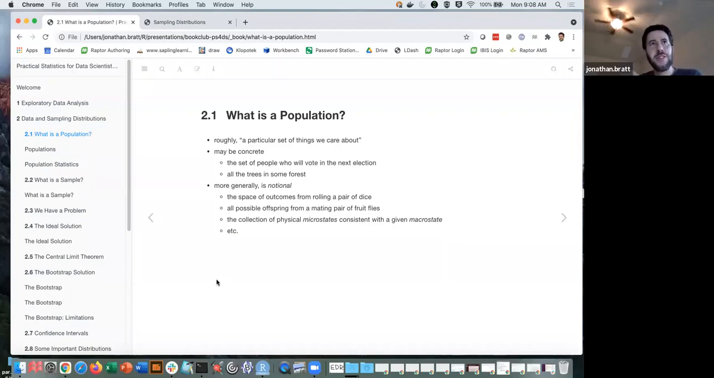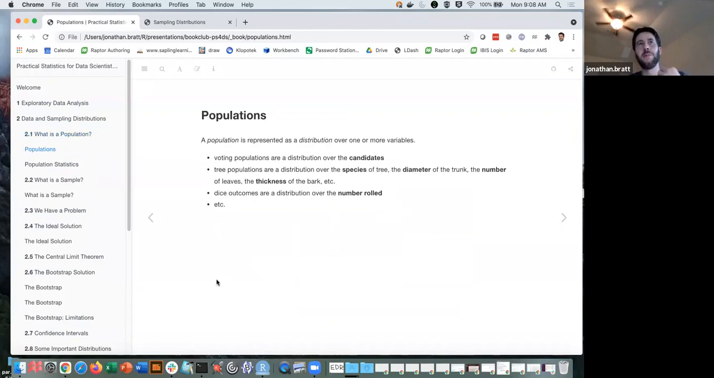A useful population that I'm going to work with as my mental model is a huge forest of trees, and all those trees in the forest are the population we care about. So that's concrete, but you can also generalize this to more abstraction. So we represent these populations for statistics as distributions. And this is how we deal with the populations.